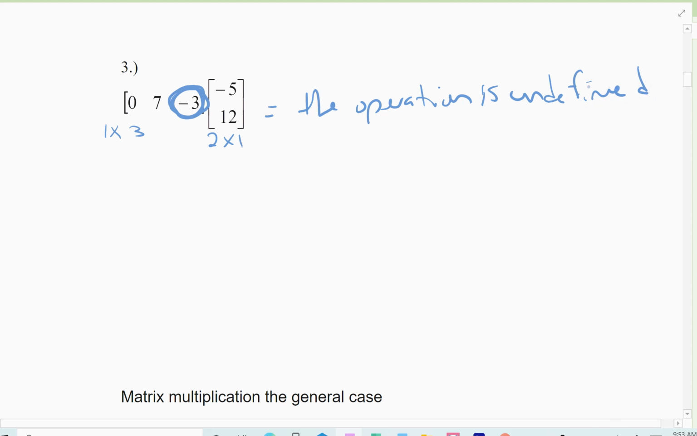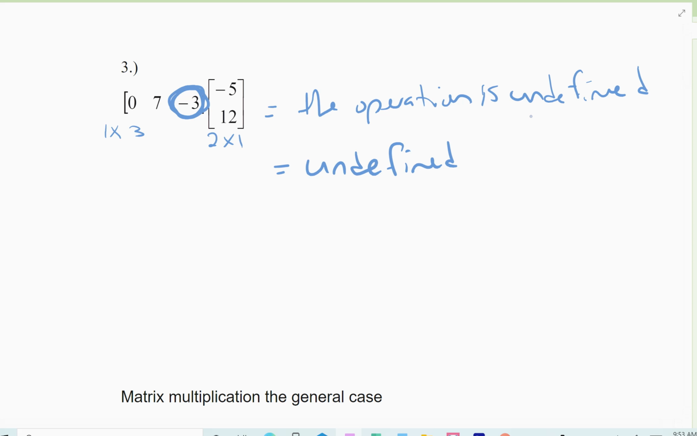And so whenever we can't do the math, we say the operation is undefined. There are 2 ways to say it. You can say the operation is undefined, which would be the formal way. Or we usually just simplify it to undefined, instead of writing out that whole phrase. But that's basically what it is. I can't do the math, right? The math is impossible because I run out of numbers.